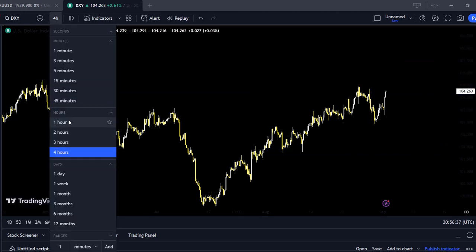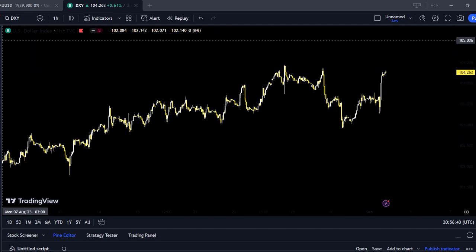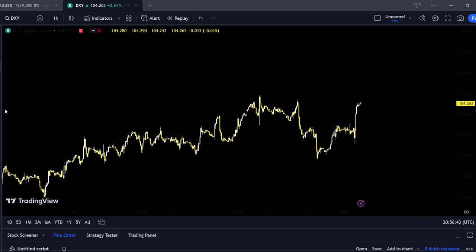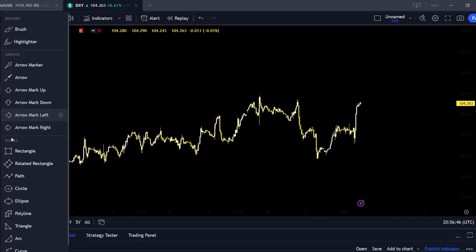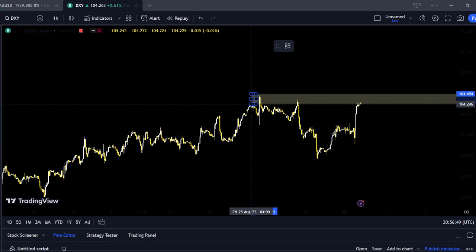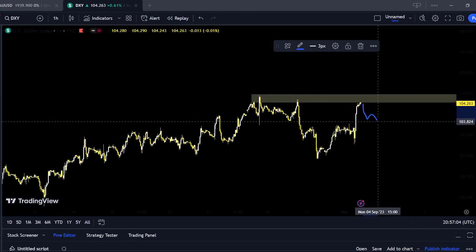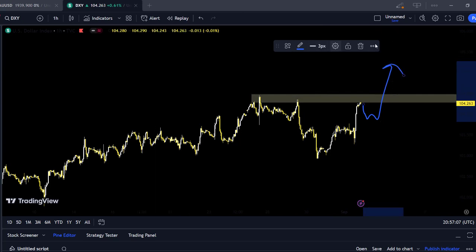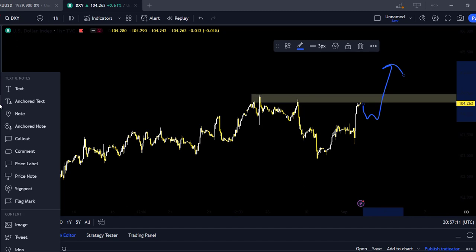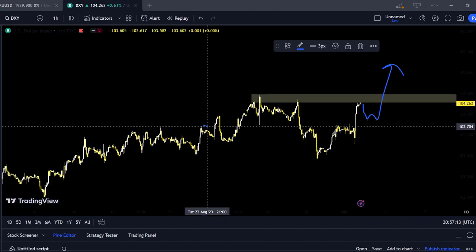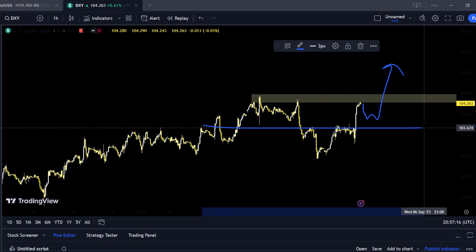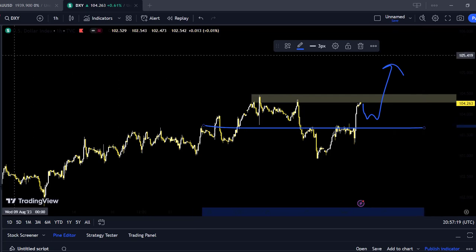So let's move towards the H1 time frame. In the H1 time frame, this is a strong resistance, and as you can see here, the market closed below this. So according to me, it's going to make some retracement like this, then it's going to follow the upward trend, because at this point we have this area reacting as strong support. So that's all about the DXY.